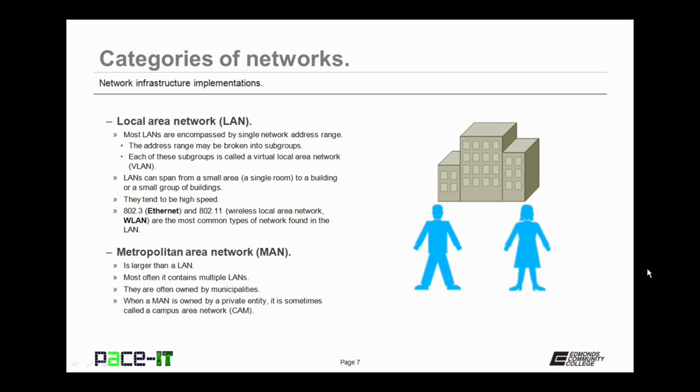A LAN can span anywhere from a small area, like a single room, to a whole building or a small group of buildings. The LAN tends to be the highest speed network. It is becoming more common to see 10 gigabits per second networking on the LAN. The most common types of network on the LAN are the 802.3, or Ethernet, and/or the 802.11, or wireless local area network. These are the most common types of network found on the LAN.